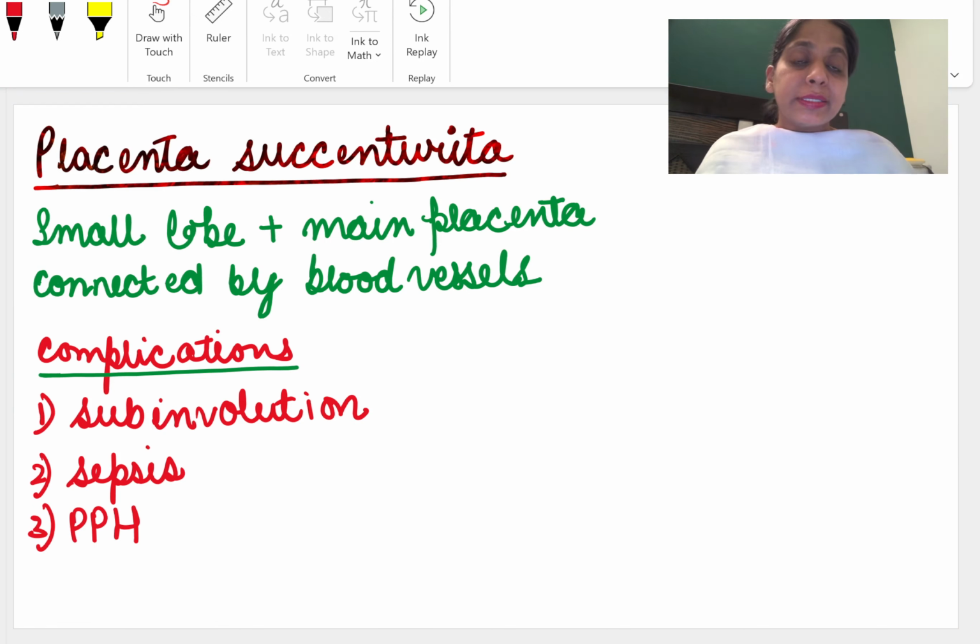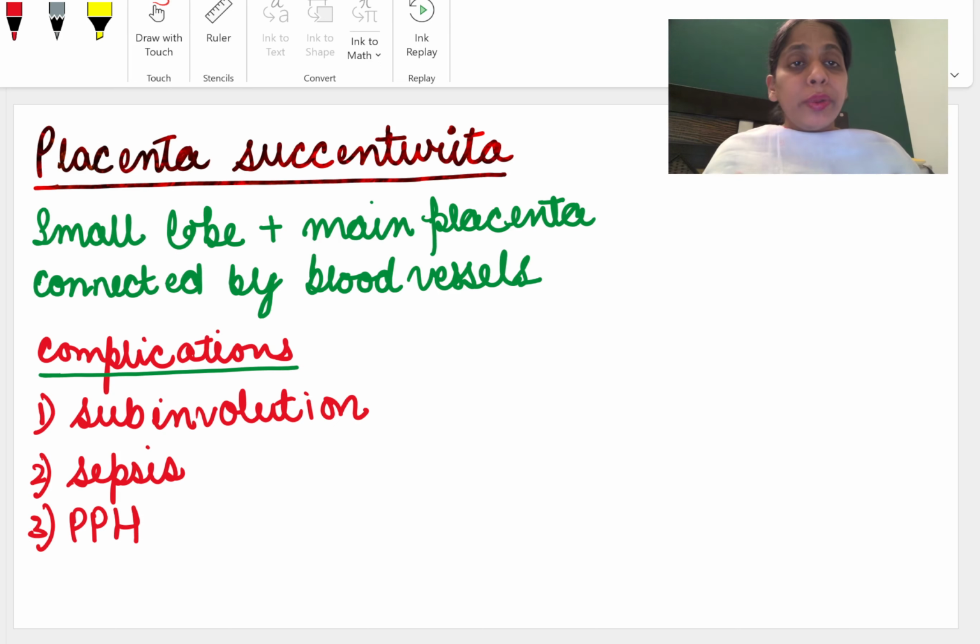Okay, what is placenta succenturiata? A small lobe is attached to the main placenta. Okay, a different small lobe is attached to the main placenta, and these lobes are connected by small blood vessels. Okay, and what are the complications? This can also be asked by the examiner, and they have asked it previously, it's a PYQ.